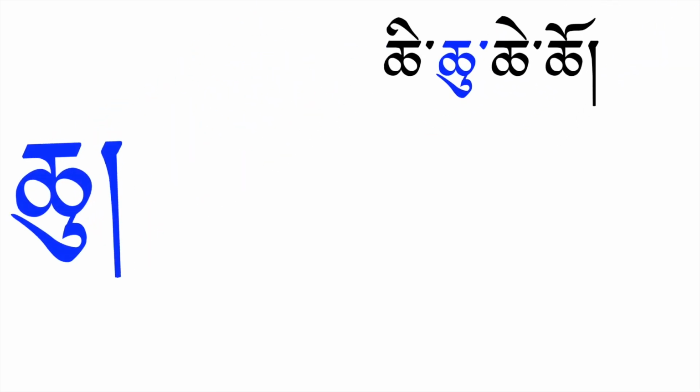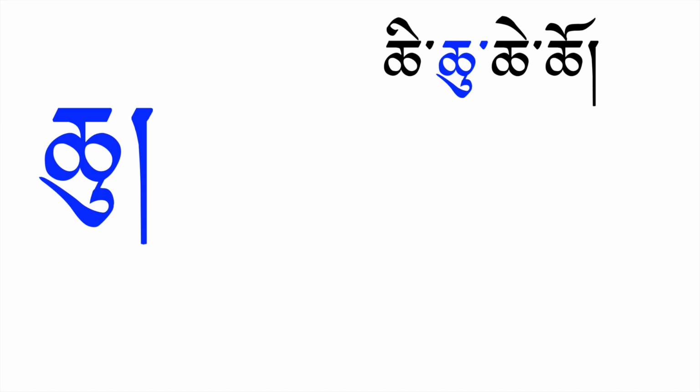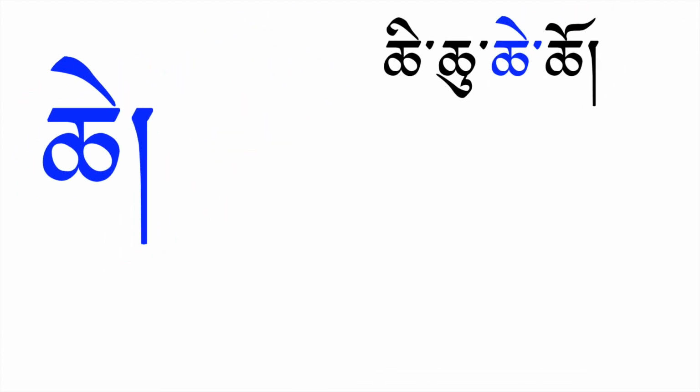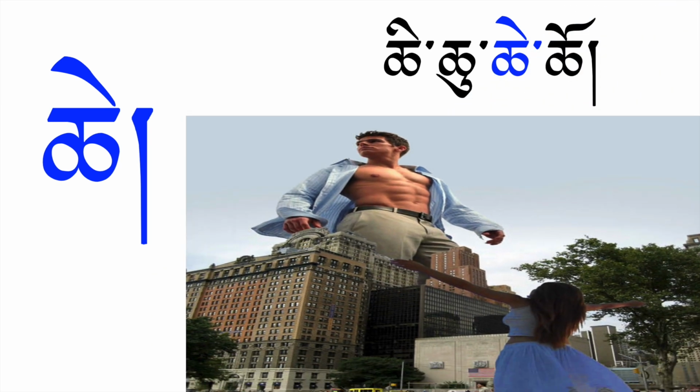The next one is cha shabgyu chu. What is the meaning of chu? Meaning is water. Chu. So now cha dengbo che. What is the meaning of cha dengbo che? Meaning is, you can see the picture here, big or huge, right? The meaning is huge. Che.